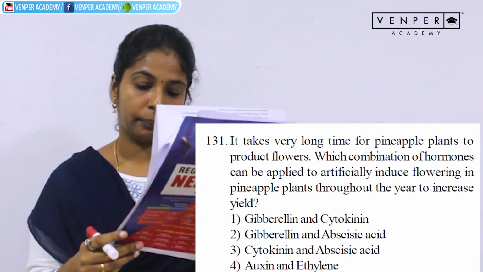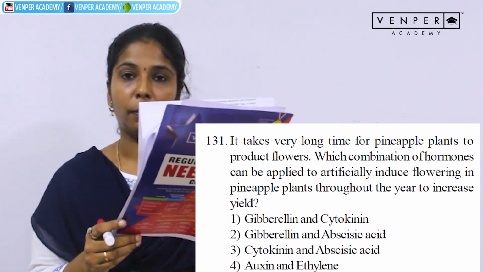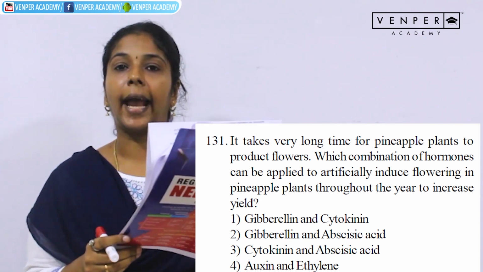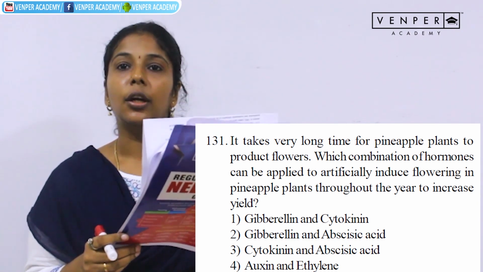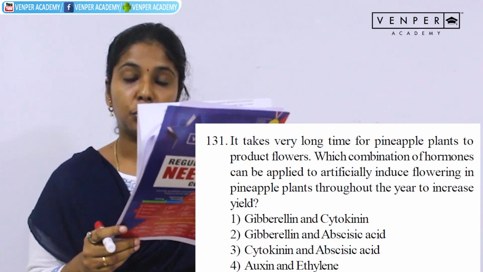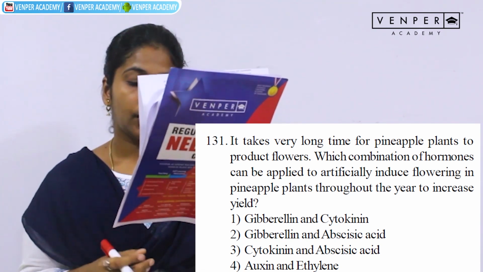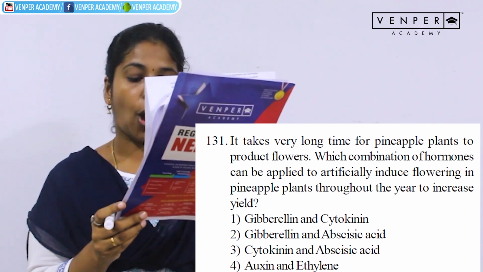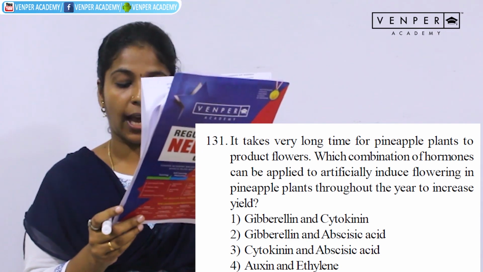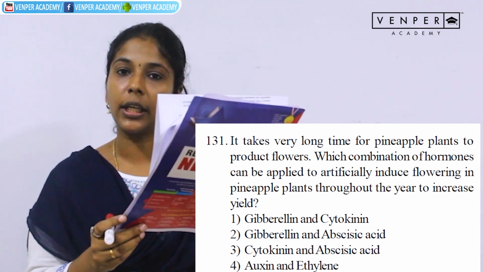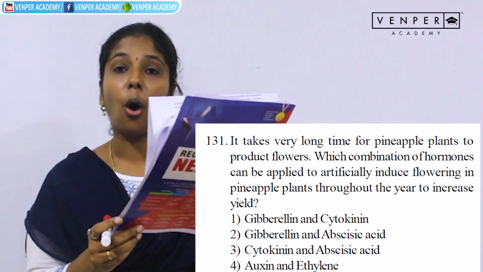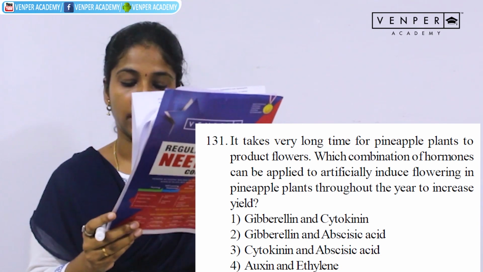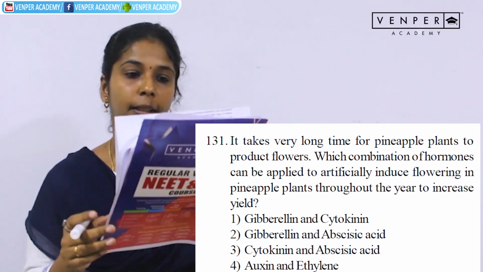Question number 131. It takes a very long time for pineapple plants to produce flowers. Which combination of hormones can be applied artificially to induce flowering in pineapple plants throughout the year to increase yield? The options are option 1, gibberellin and cytokinin, option 2, gibberellin and abscisic acid, option 3, cytokinin and abscisic acid, option 4, auxin and ethylene. The correct answer for question 131 is option 4, auxin and ethylene.